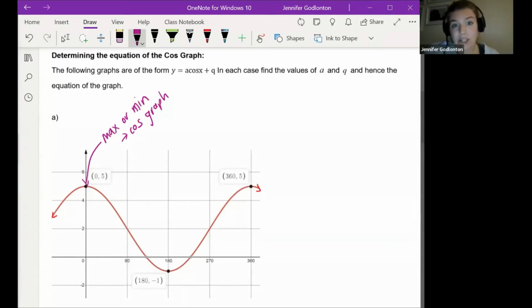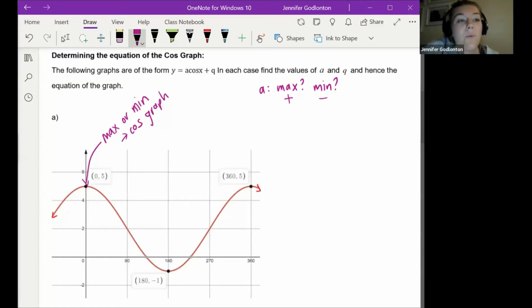In these types of questions, I think the easiest place to start is to find A. The first thing to identify is whether it's a max or a min. So where is it starting? Is this graph starting at its maximum or at its minimum? If it's starting at its max, then our A is going to be positive. If it's starting at its min, then our A is going to be negative. That's our first thing to think of.